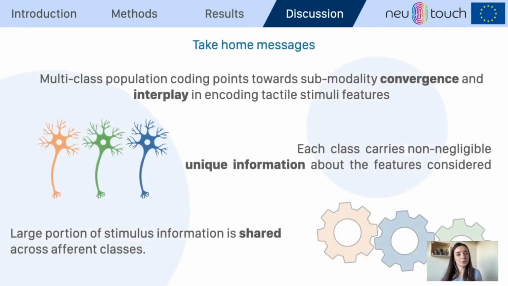To sum up, in this work we use a large-scale neural simulator to investigate the stimulus encoding by tactile afferents from a population perspective. We know that afferents belonging to different classes work simultaneously during tactile stimulus encoding, but the traditional belief is that they are segregated and bring complementary information. We found in general that each class carries non-negligible unique information about the stimulus features analyzed. Consequently, the decoder performance improved when considering more than one population concurrently. So our results point towards a sub-modality convergence in the stimulus encoding process.